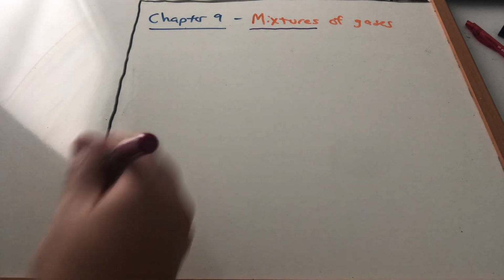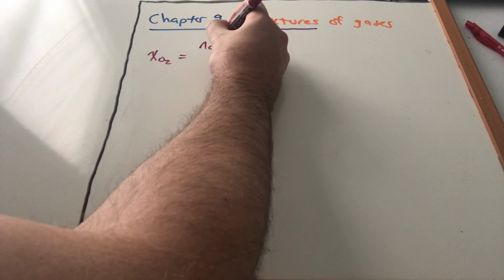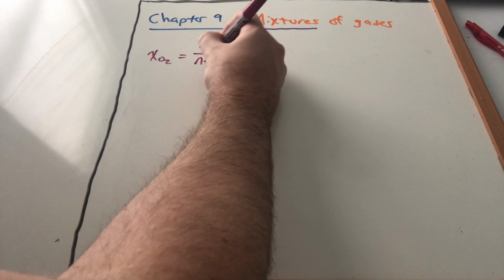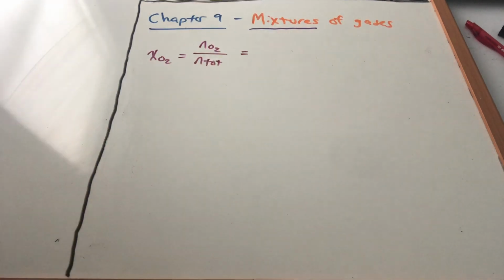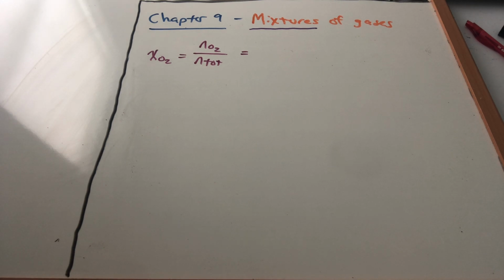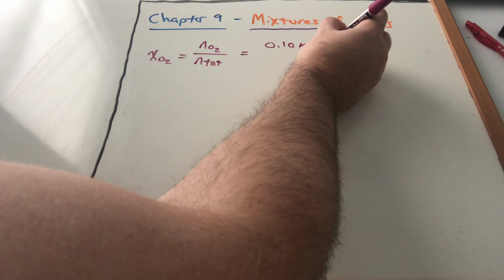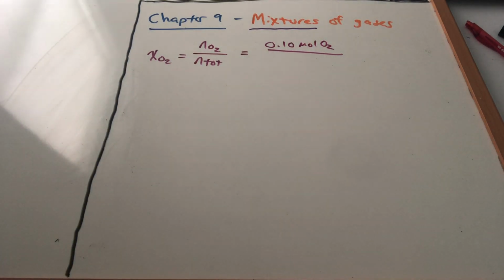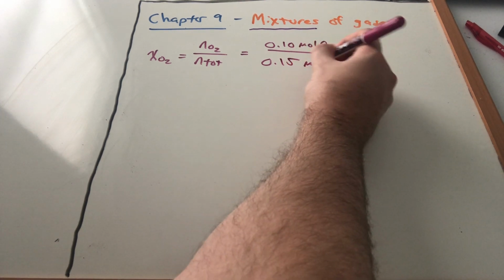So the easiest way to calculate chi of O2 is to find the moles of O2 and divide by the total moles, right? Well, I have all that information readily at hand. I know I had 0.10 moles of O2. Inside that container, there were 0.10 moles of O2 and 0.050 moles of Ne. So my total moles is found by adding those two together.